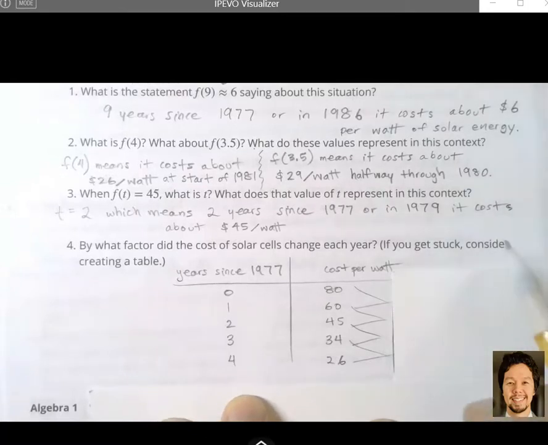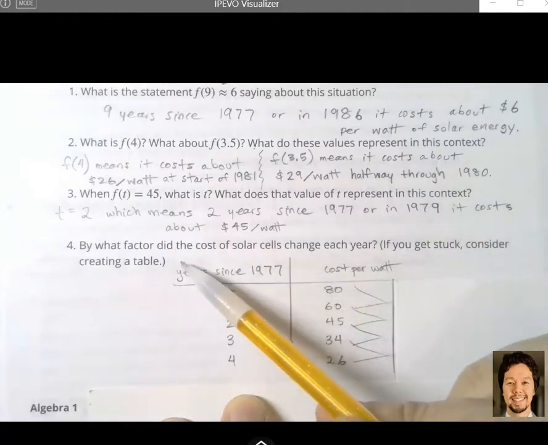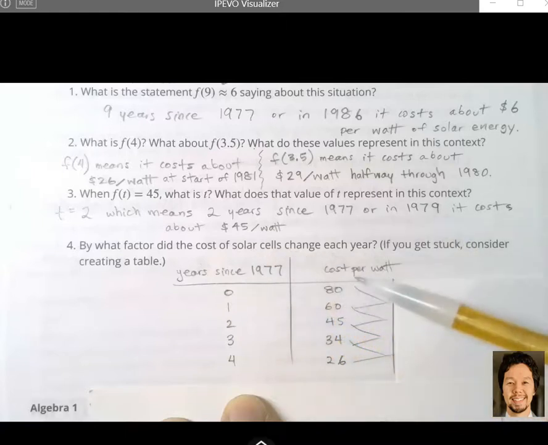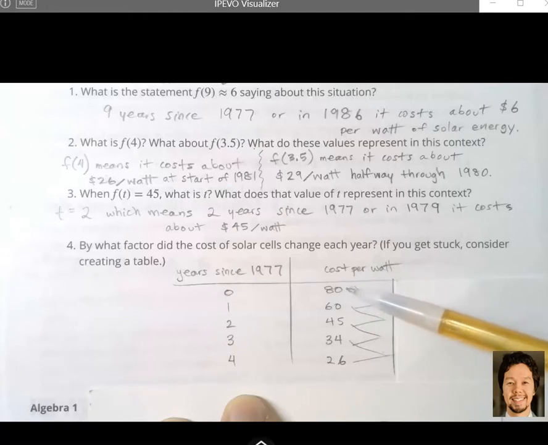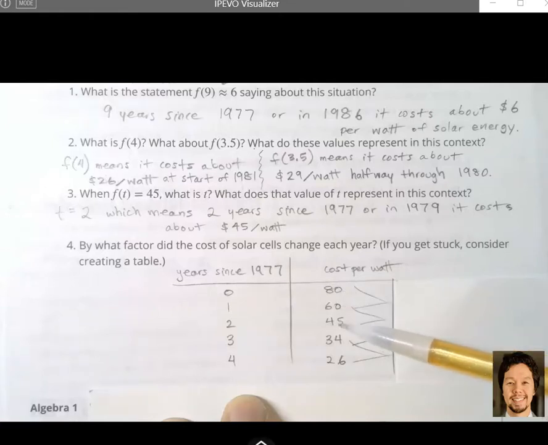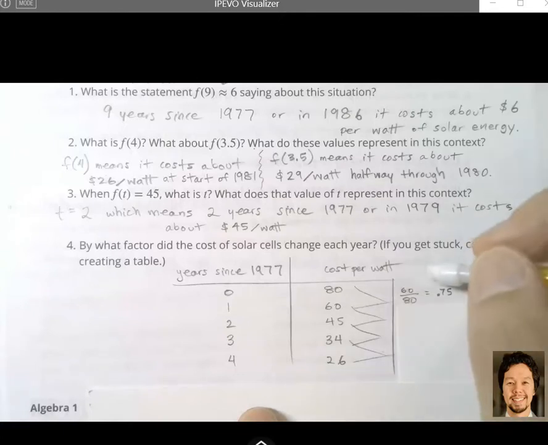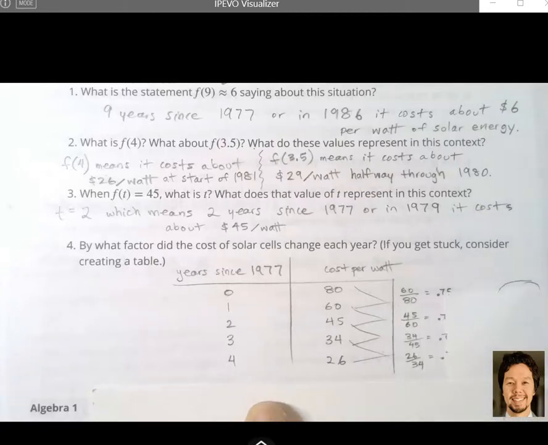And now what I'm going to do here is, because we're talking about factor, right? By what factor did the cost of solar cells change each year? I need to divide, because when I divide, I can figure out how much I am multiplying each year to get to the next value. I can see clearly that we are decreasing, so the factor must be a number less than 1, right? Exponential decay. So what I've done over here is I've divided. 60 divided by 80 is 0.75. And here's the rest of them.